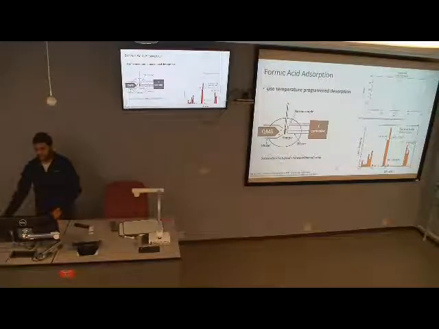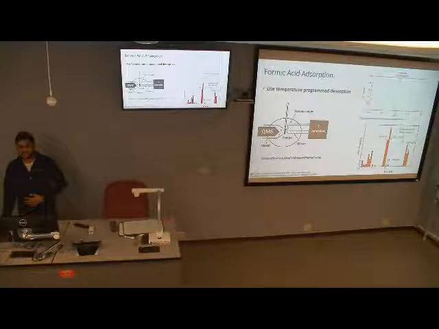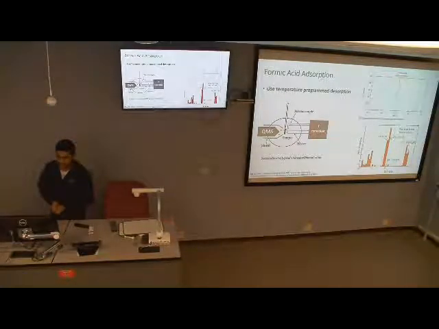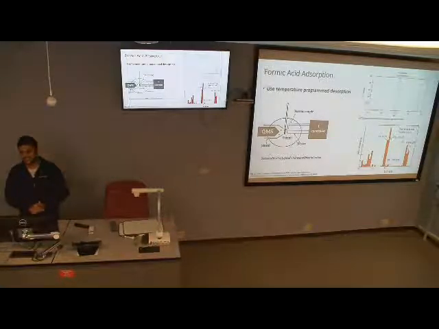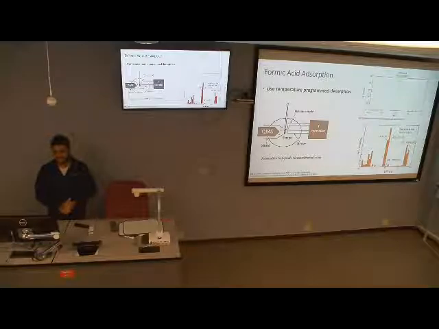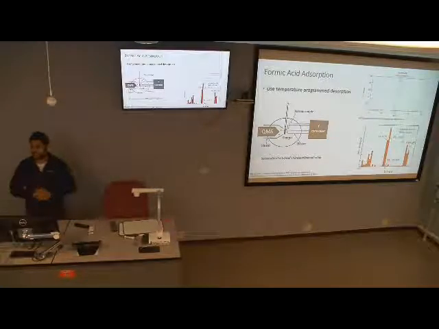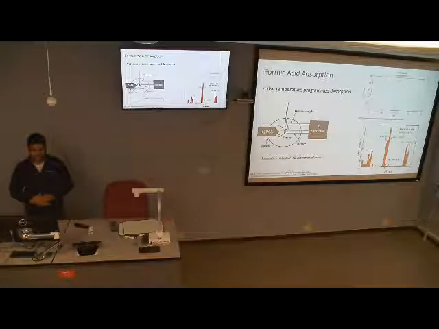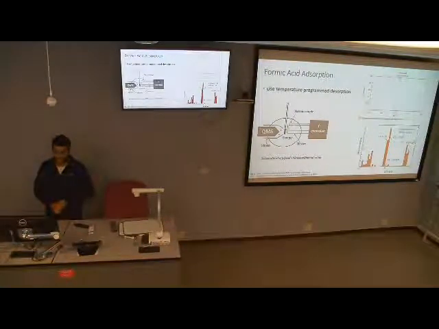And these are the formic acid gas phase mass scans, and we detected 4 different fragments. Is it okay to interrupt? Yeah, no problem. How quickly do you ramp the temperature? It is about 1.6 Kelvin per second. That was the heating rate. We could change the heating rate, but that was the heating rate that we used.